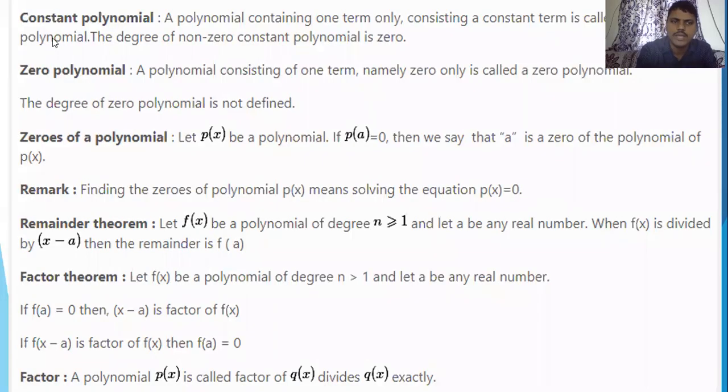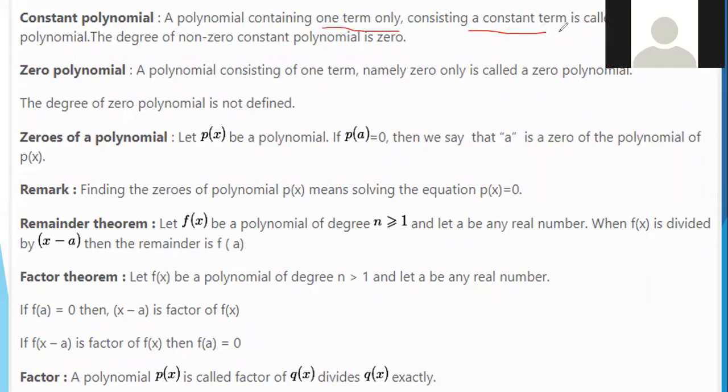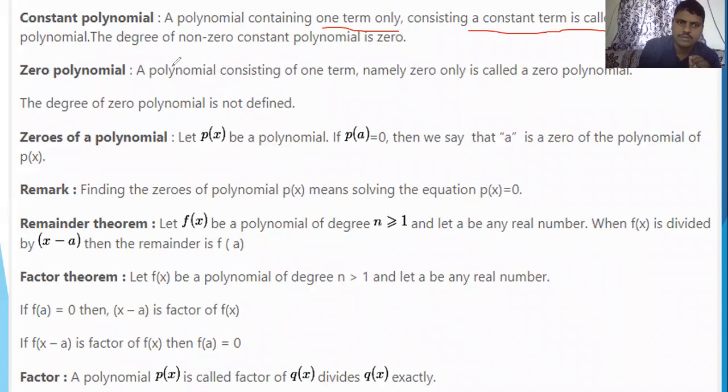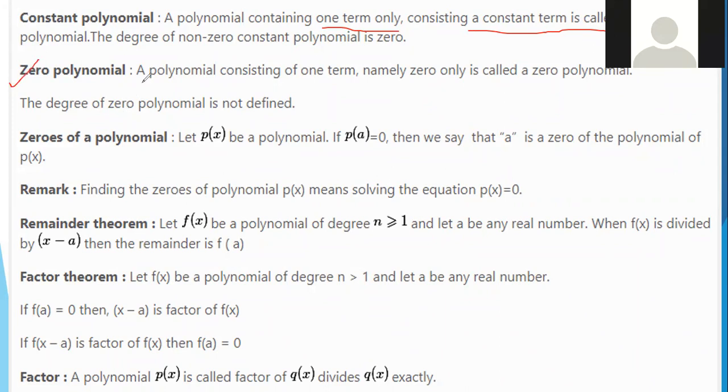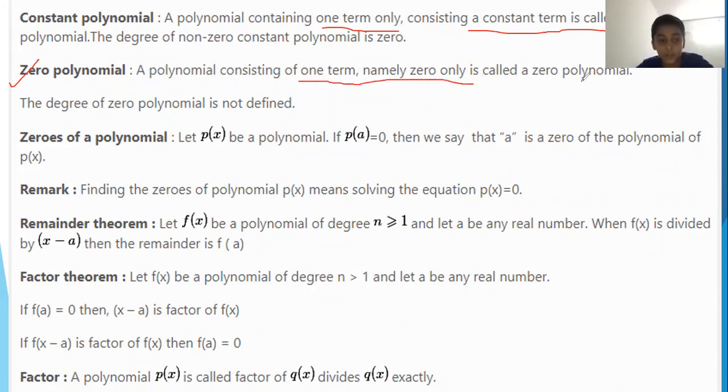Constant polynomials. Arbaz, read this line. Boys, unmute, you will read this full page. Constant polynomial: a polynomial containing one term only, consisting of a constant term, is called a constant polynomial. The degree of a non-zero constant polynomial is 0. Next, boys, read. A polynomial consisting of one term, namely 0, only is called a zero polynomial. The degree of the zero polynomial is not defined.